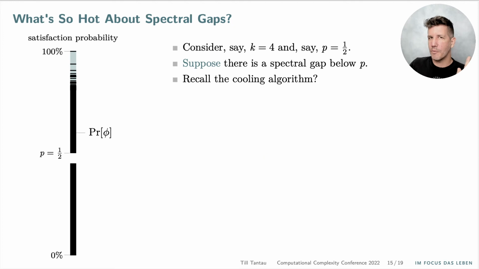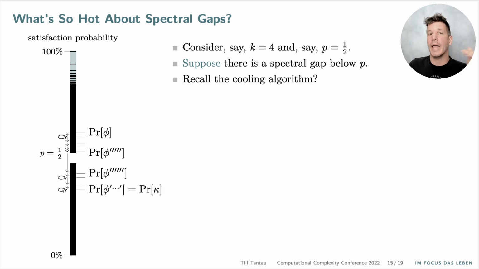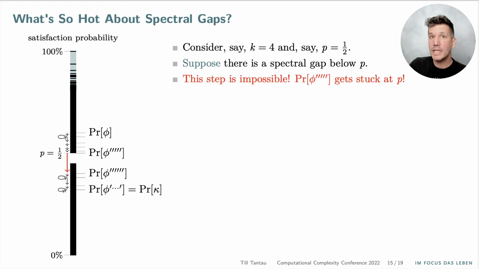Okay. Now, remember this cooling algorithm? What did it do? It started somewhere and did lots and lots of small cooling steps and went down until it ended up with some number kappa. I claim that this step that goes over the spectral gap is impossible. So I claim that the satisfaction probability is going to get stuck at P. And the reason for that is very simple.